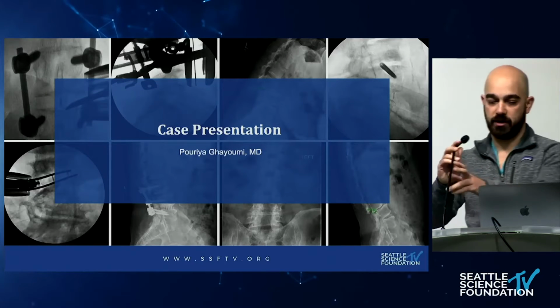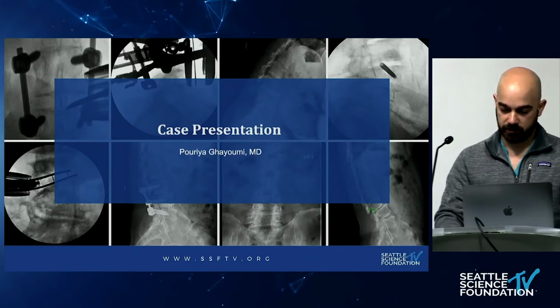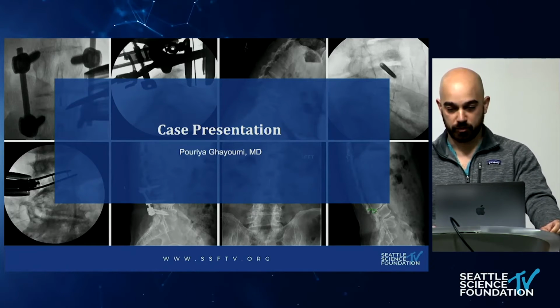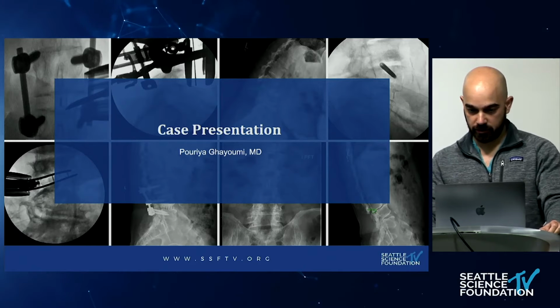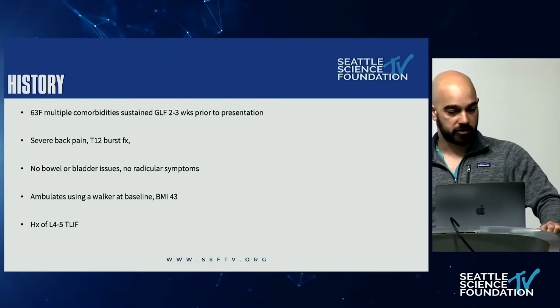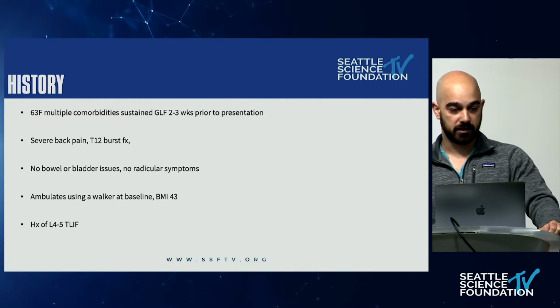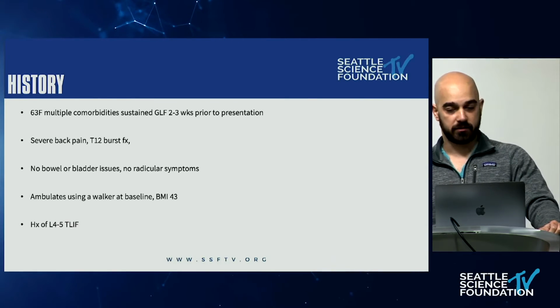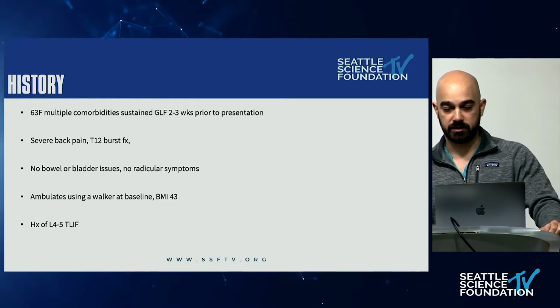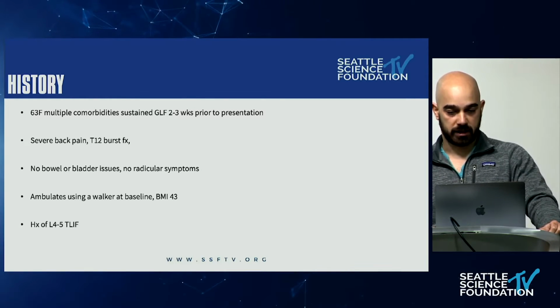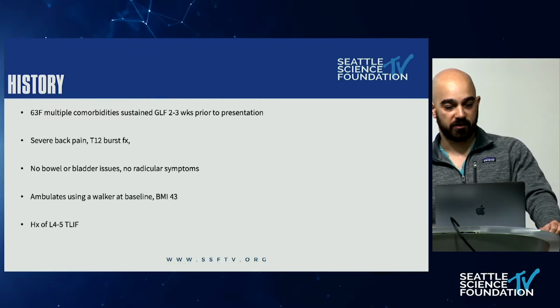Good morning, everyone. My name is Puriya Gayomi, one of the spine fellows here at the Swedish Neuroscience Institute. I have two cases. I'm going to try to keep them short so we can get through both. The first one we partially discussed 2 weeks ago, but this is an update on what has happened since then. Patient is a 63-year-old female, multiple comorbidities, sustained a ground level fall 2 to 3 weeks prior to her presentation, and was found to have a T12 burst fracture.